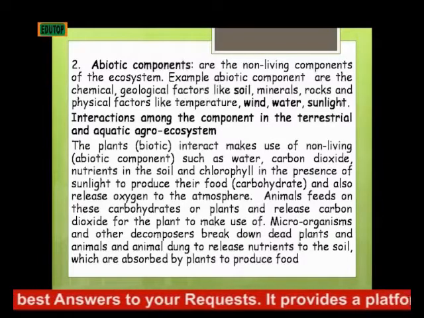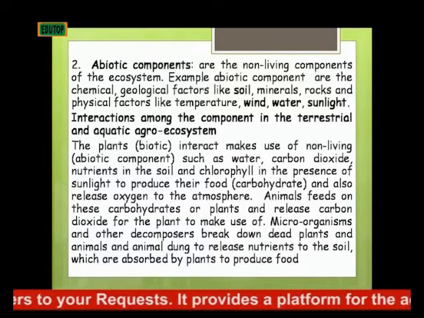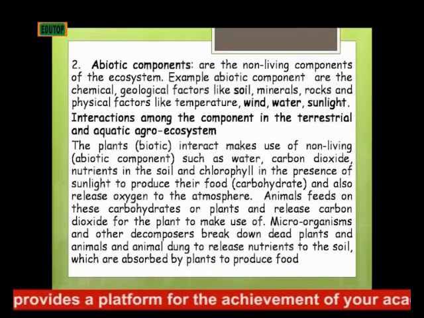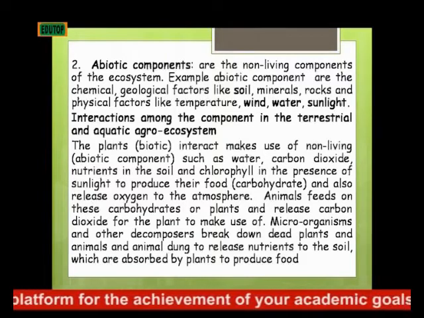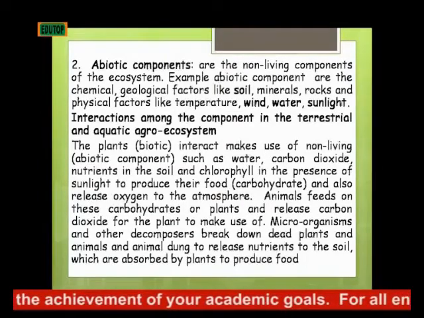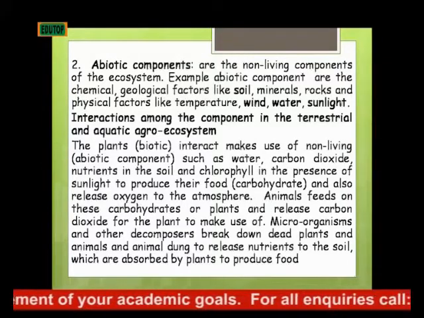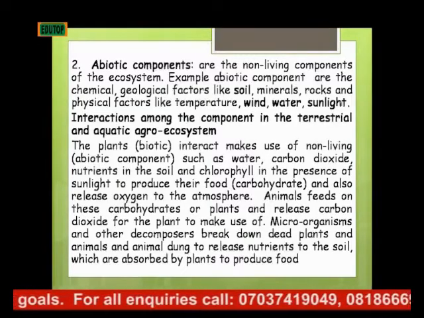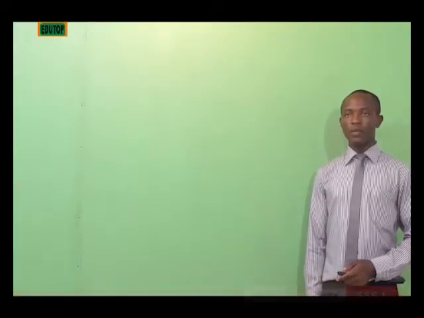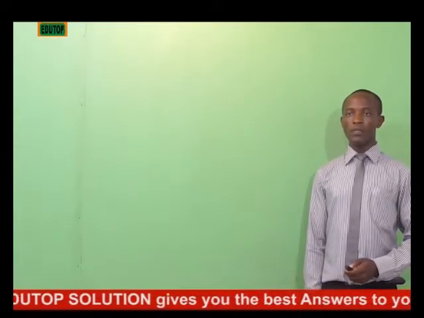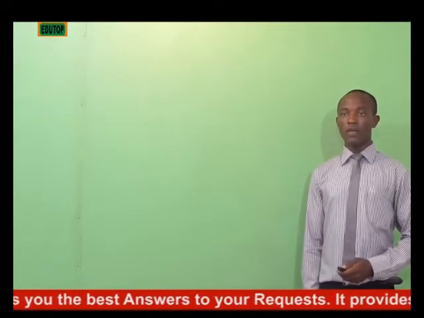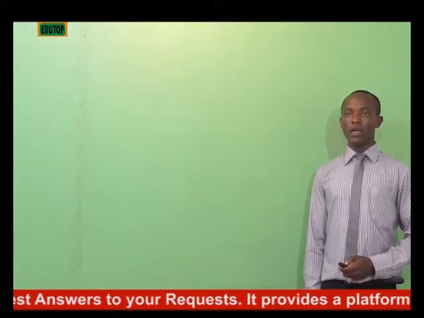That is, I'm explaining the interaction between the biotic and the abiotic components of the ecosystem, that is the non-living things. Microorganisms and other decomposers break down dead plants and animals and animal dung to release nutrients to the soil, which are absorbed by the plants to produce food. Now, we'll be going to the types of interactions that we have among the terrestrial and aquatic agro-ecosystem.